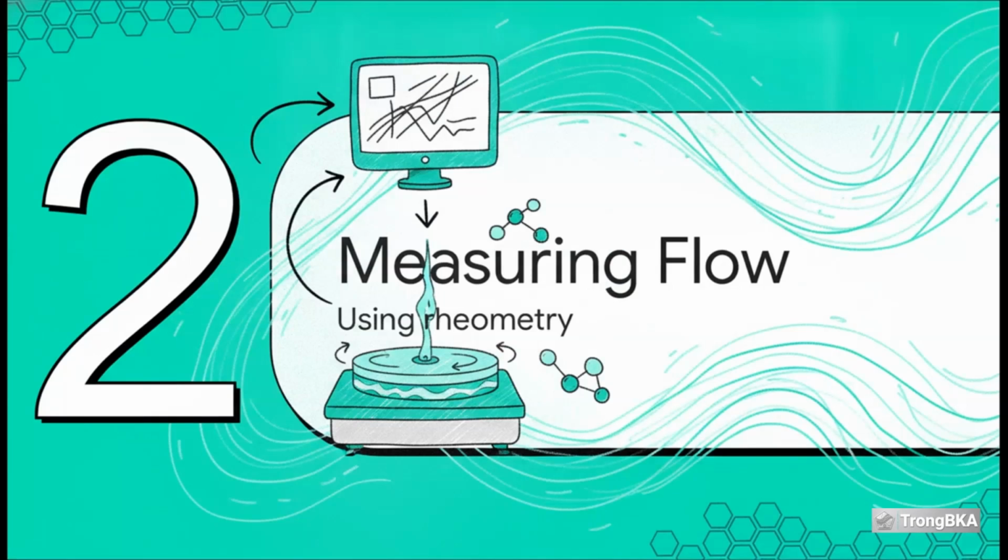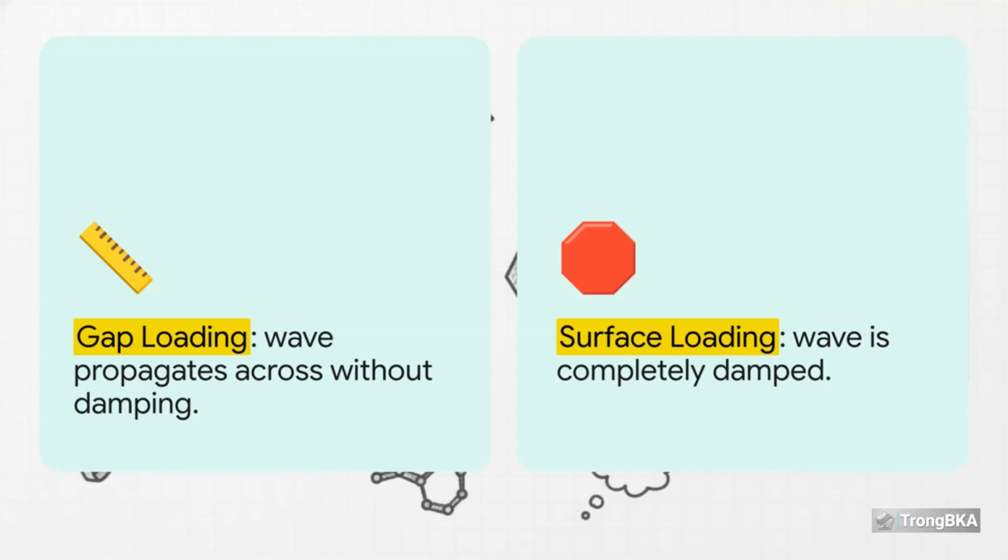Moving on to Section 2, measuring flow with rheometry. Okay, so to understand how our polymers flow, we use a tool called a rheometer. It basically shears the material between 2 surfaces. But we have to make sure we're operating in the right physical regime by comparing the rheometer's gap to the shear wavelength of the material.